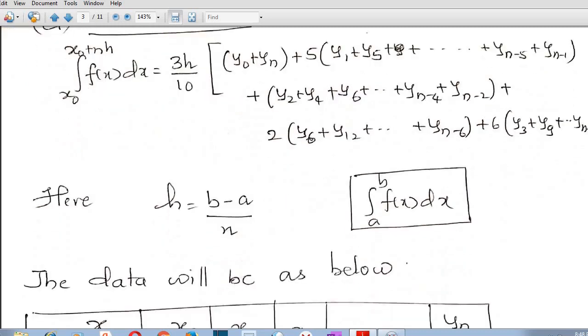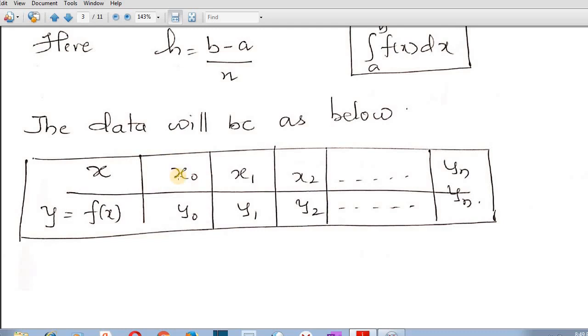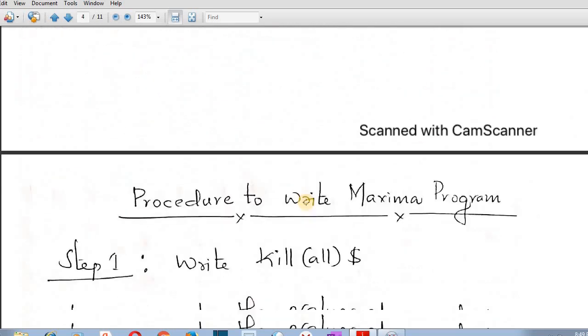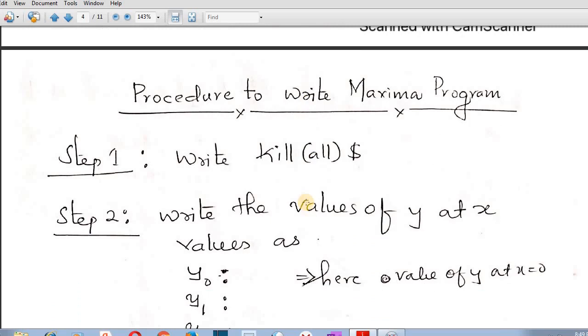Let us see a worked example. How will the data be given to you? The data will be like this: for x0 there will be a y0 value, for x1 a y1 value, for x2 a y2 value, and so on, for particular values of x there will be particular values of y. We have to integrate the given function using such data. Let me explain one example, or rather the procedure to write the Maxima program.